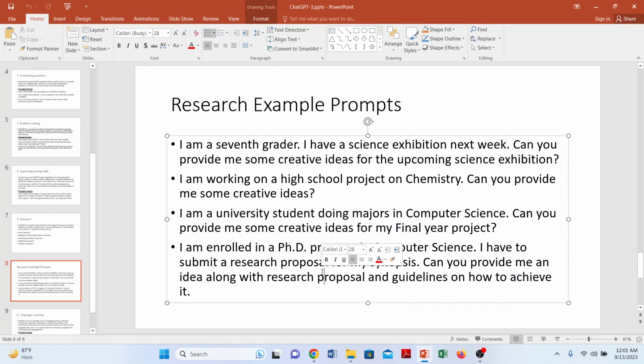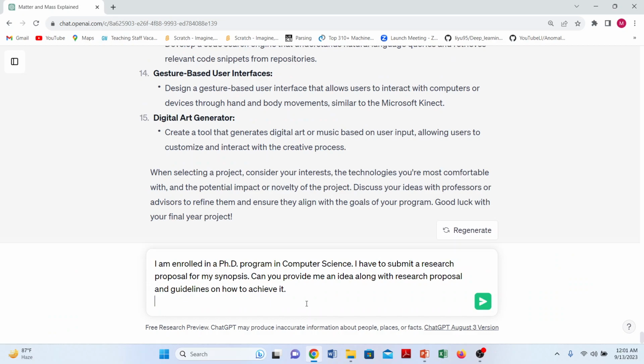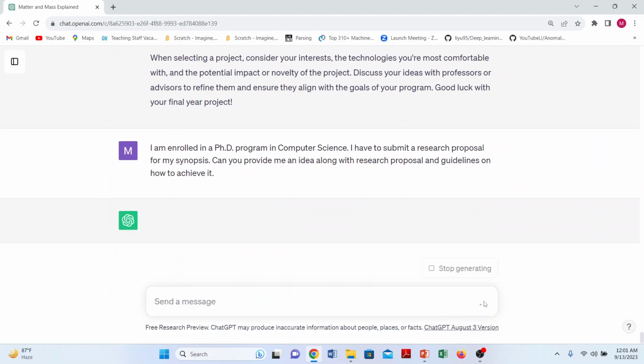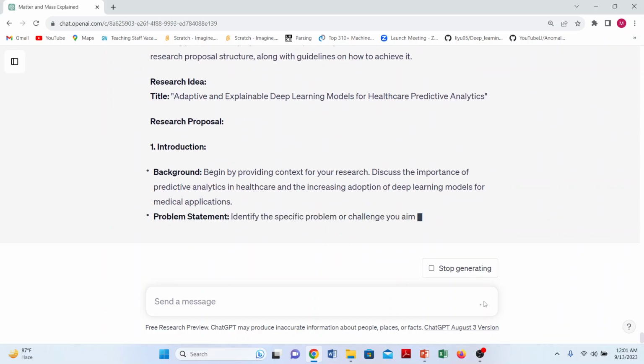For example, if you are enrolled in a PhD program and you want research topics as well as a research proposal, you can have a prompt something like this: I am enrolled in a PhD program in computer science. I have to submit a research proposal for my synopsis. Can you provide me an idea along with a research proposal and guidelines on how to achieve it? You can use this prompt to generate a fully crafted proposal as well.